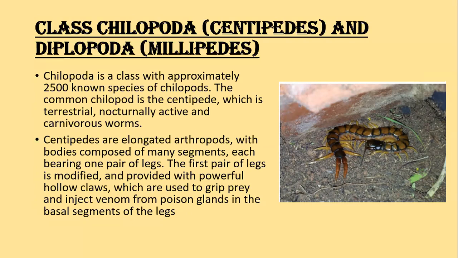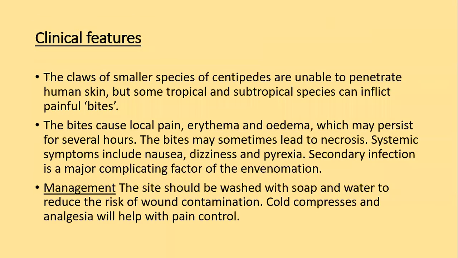The first pair of legs is modified and provided with powerful hollow claws, which are used to grab the prey and inject venom from the poisonous glands in the basal segment of the legs. Clinical features. The claws of smaller species of centipedes are unable to penetrate the human skin, but some tropical and subtropical species can inflict painful bites. Generally, it does not bite, but sometimes it can inflict bites.